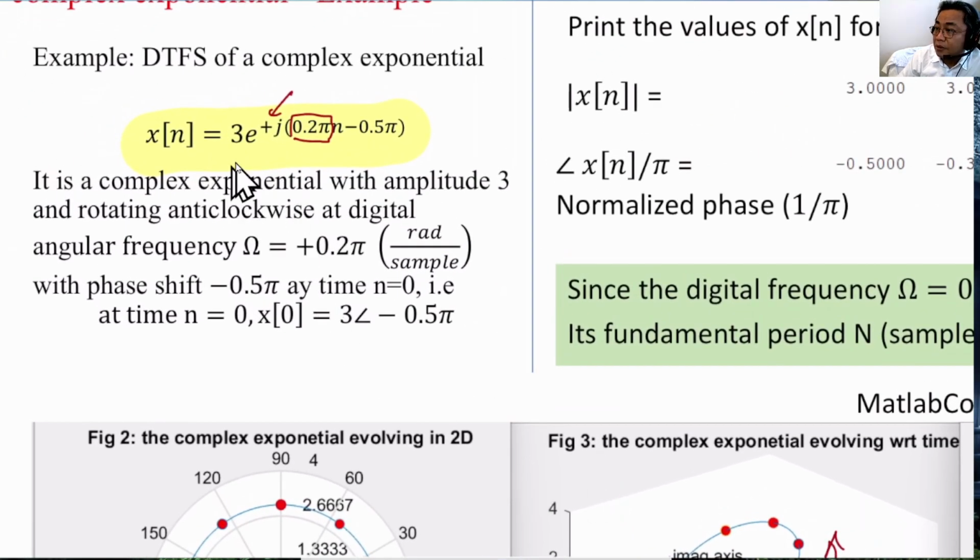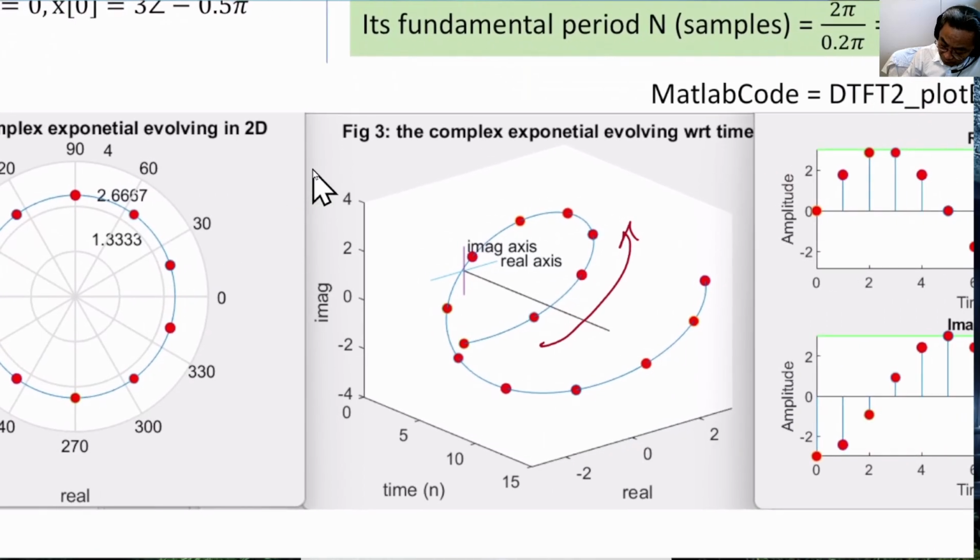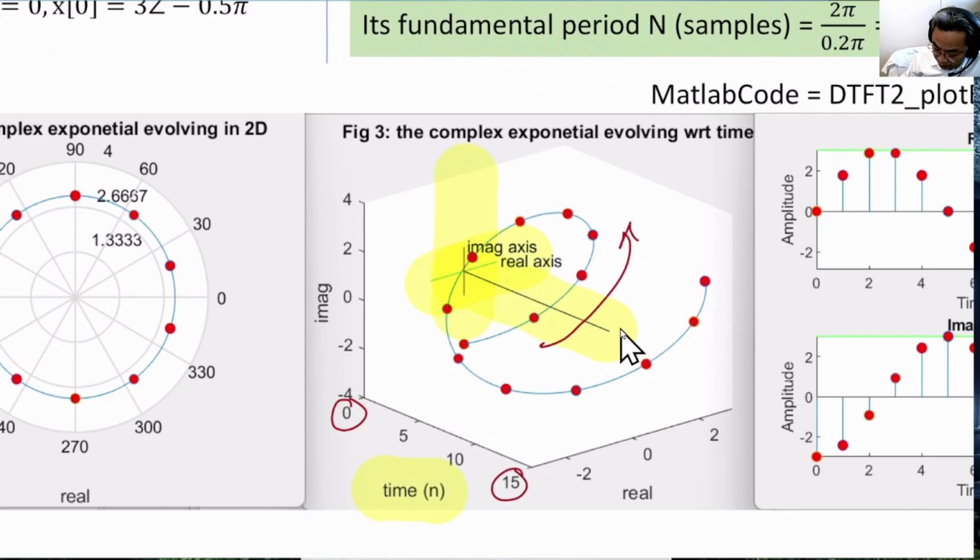Now let's plot 3 e to the power j 0.2 pi n minus 0.5 pi as n goes from 0 to infinity. This is the figure. On this axis here, it is the real axis, and on this axis here, it is the imaginary axis, and on this axis here, it is time growing from n equals 0 to n equals 15.